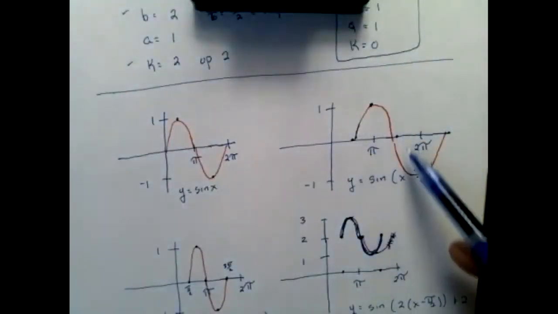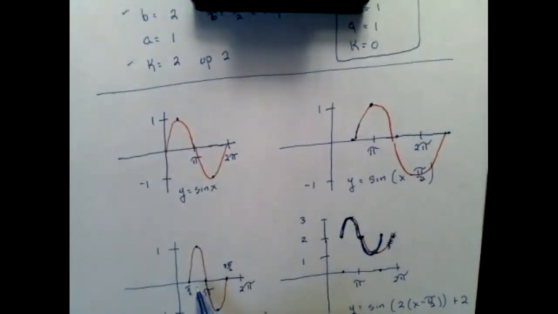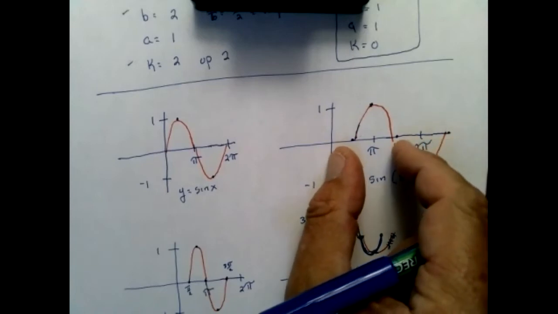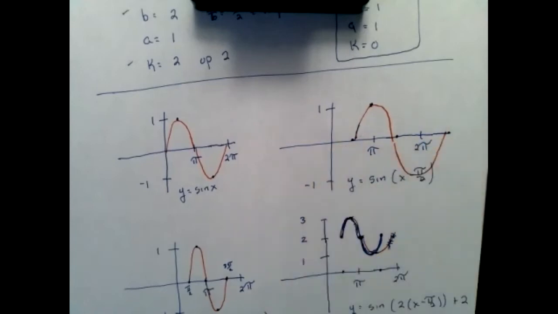So what did take me 2 pi now has to be done within pi. So I start at pi over 2 and I finish by 3 pi over 2. So it took this bad boy and it shrank it. Gotcha. Thank you. Good questions.